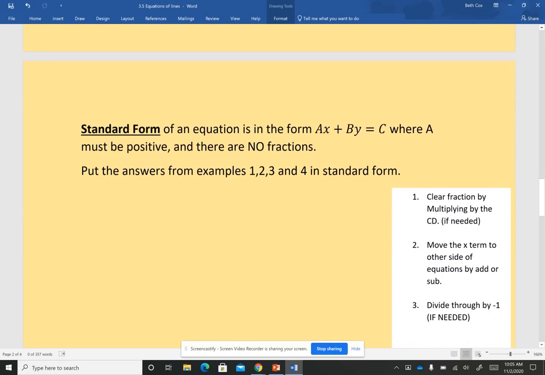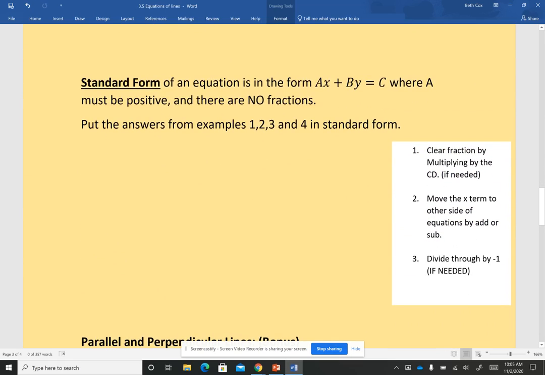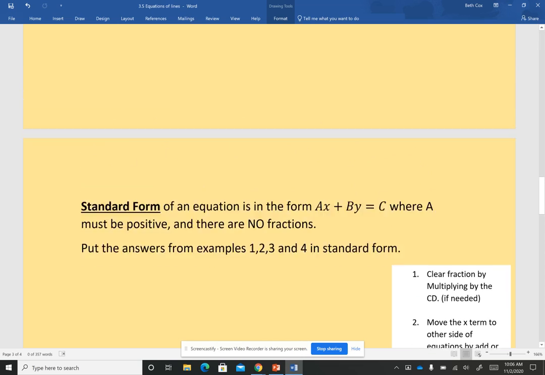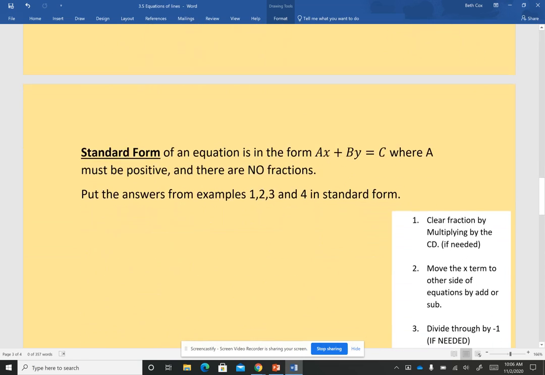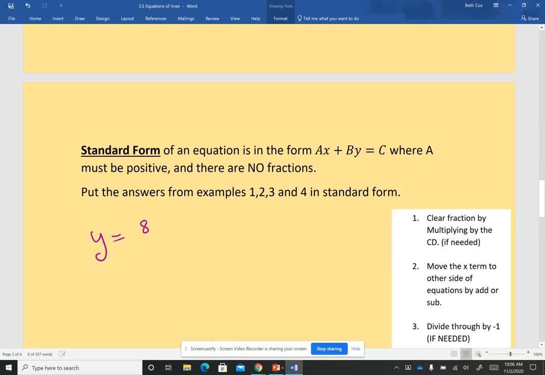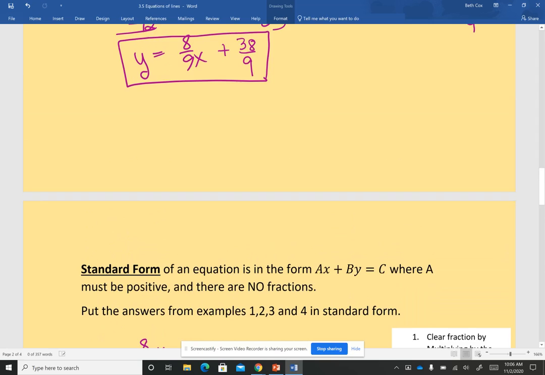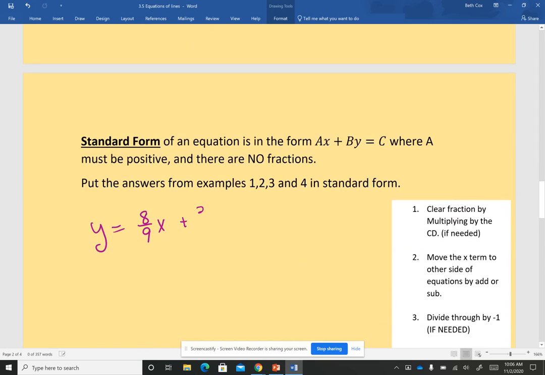Okay, so now standard form is an equation. If they ask for standard form, then this is what you're going to do. It says put the answers from examples 1, 2, 3, and 4 in standard form. If we need standard form, I'm just going to do this last one. y is equal to 8 over 9 x plus 38 over 9. Now remember, this is standard form. We talked about that at the beginning of the video, and there are no fractions, and a must be positive.